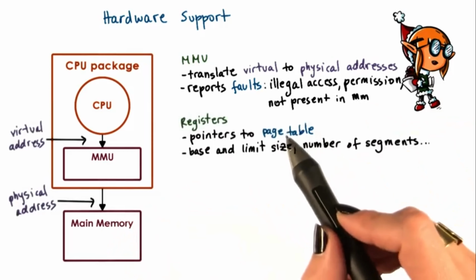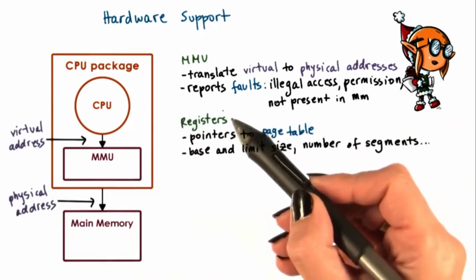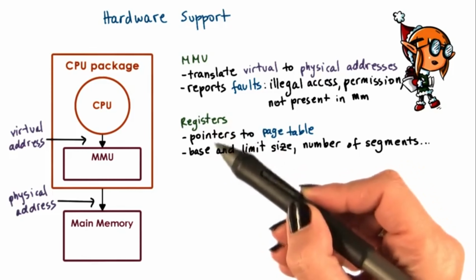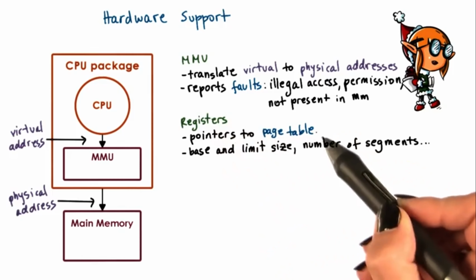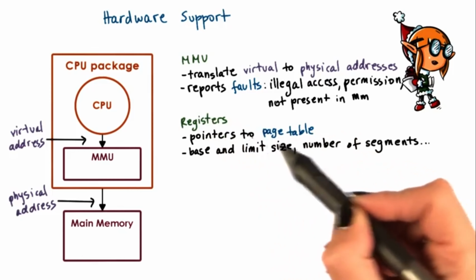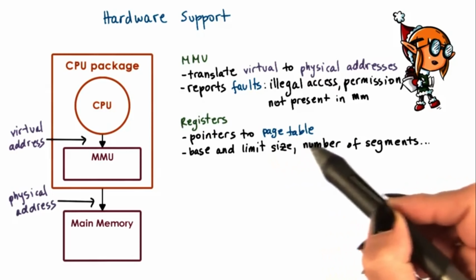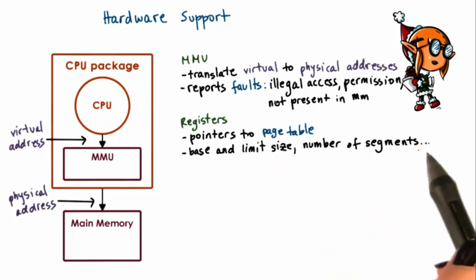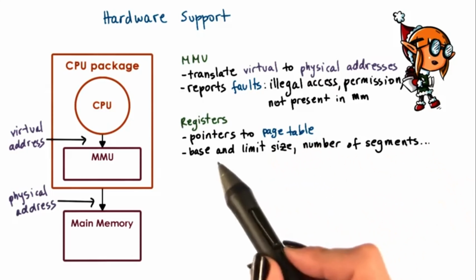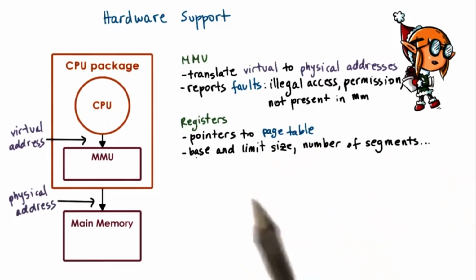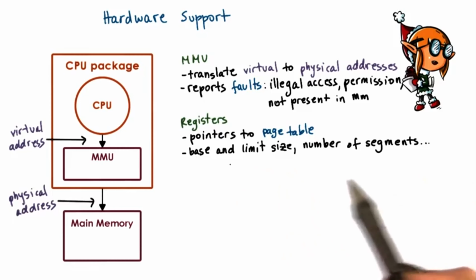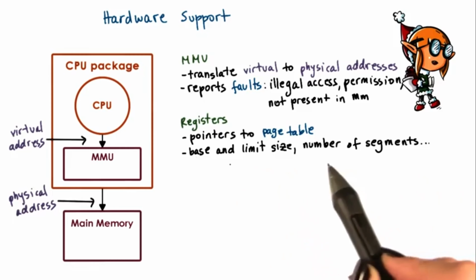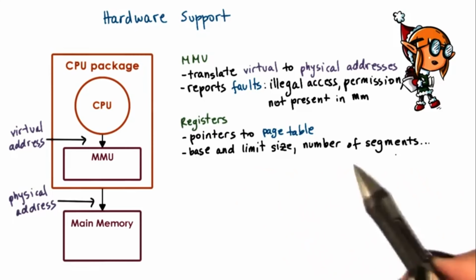Another way hardware supports memory management is by using designated registers during the address translation process. For instance, in a page-based system, there are registers that are used to point to the currently active page table. Or in segment-based memory management, there are registers that are used to indicate the base address of the segment, potentially its limit, so its overall size, maybe the total number of segments, and similar information.